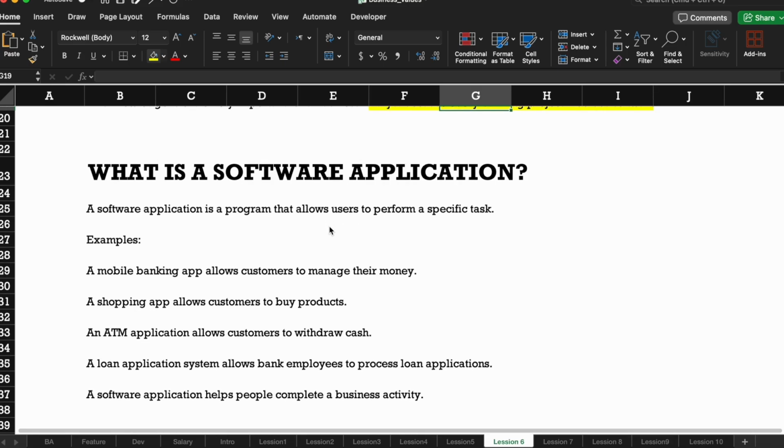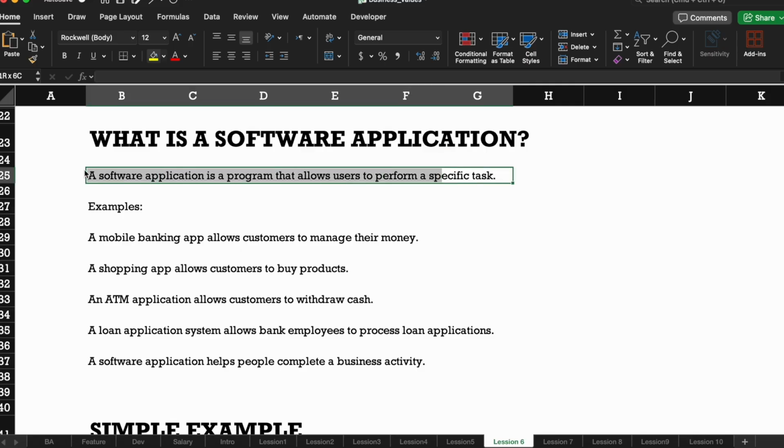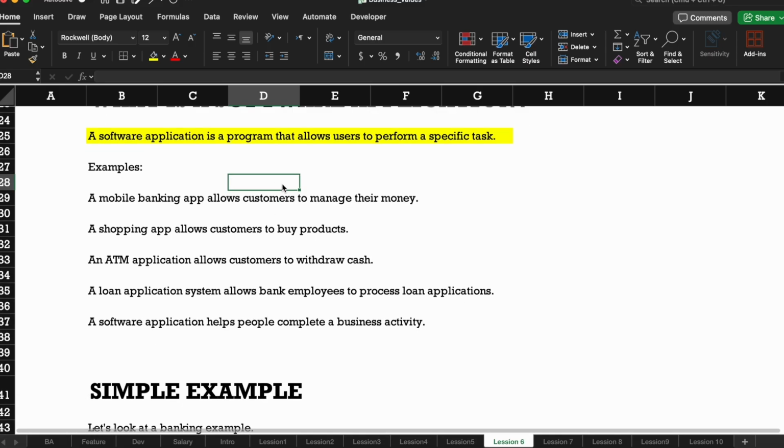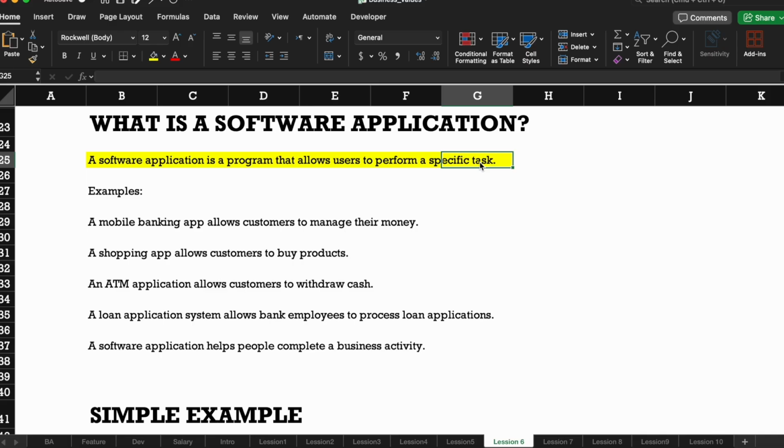So what is a software application? A software application is a program that allows a user to perform a specific task. Here the user is our customer and the specific task is a business process, right? Remember in the manual world, Sarah opened a bank account. Sarah is the customer, which is the user. Specific task: Sarah opened a bank account, or Sarah viewed the account balance.